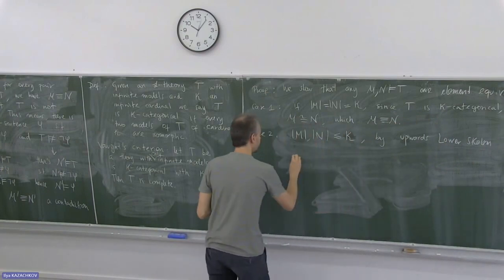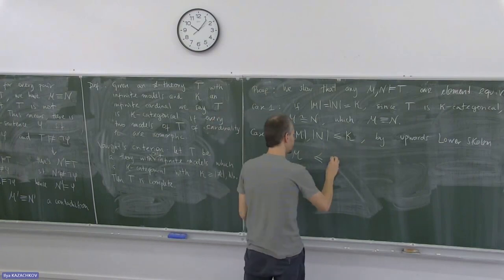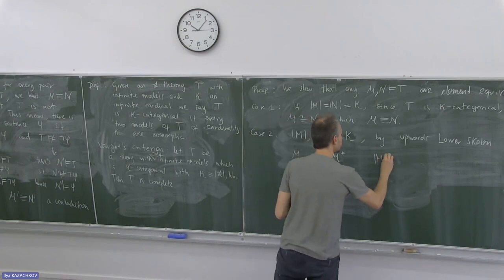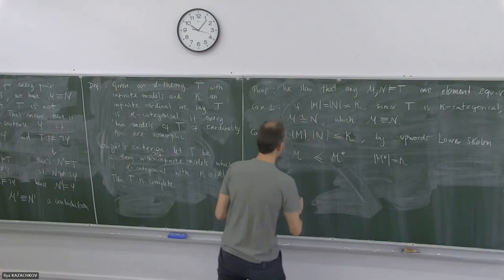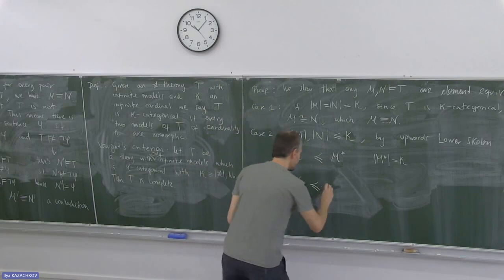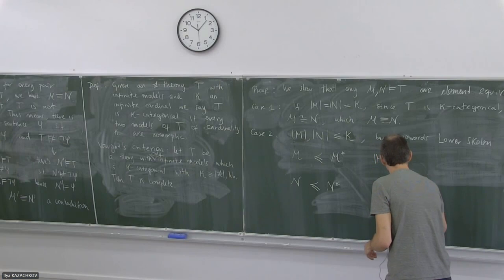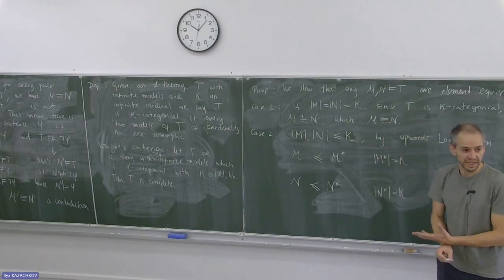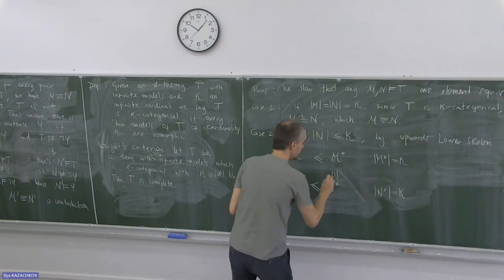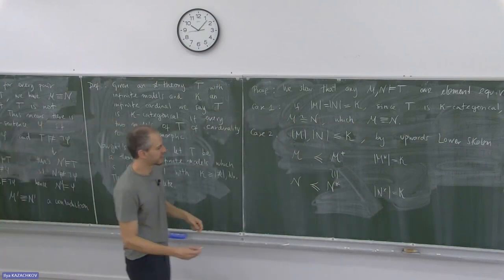Using Löwenheim's column, we can find the following. We have here M, and there is an elementary extension M star of cardinality kappa. Here I have N, and I also use the upwards Löwenheim's column to find an elementary extension of size kappa. By categoricity, these two have size kappa, so they must be isomorphic. There is an isomorphism between these two. So this is by kappa categoricity.